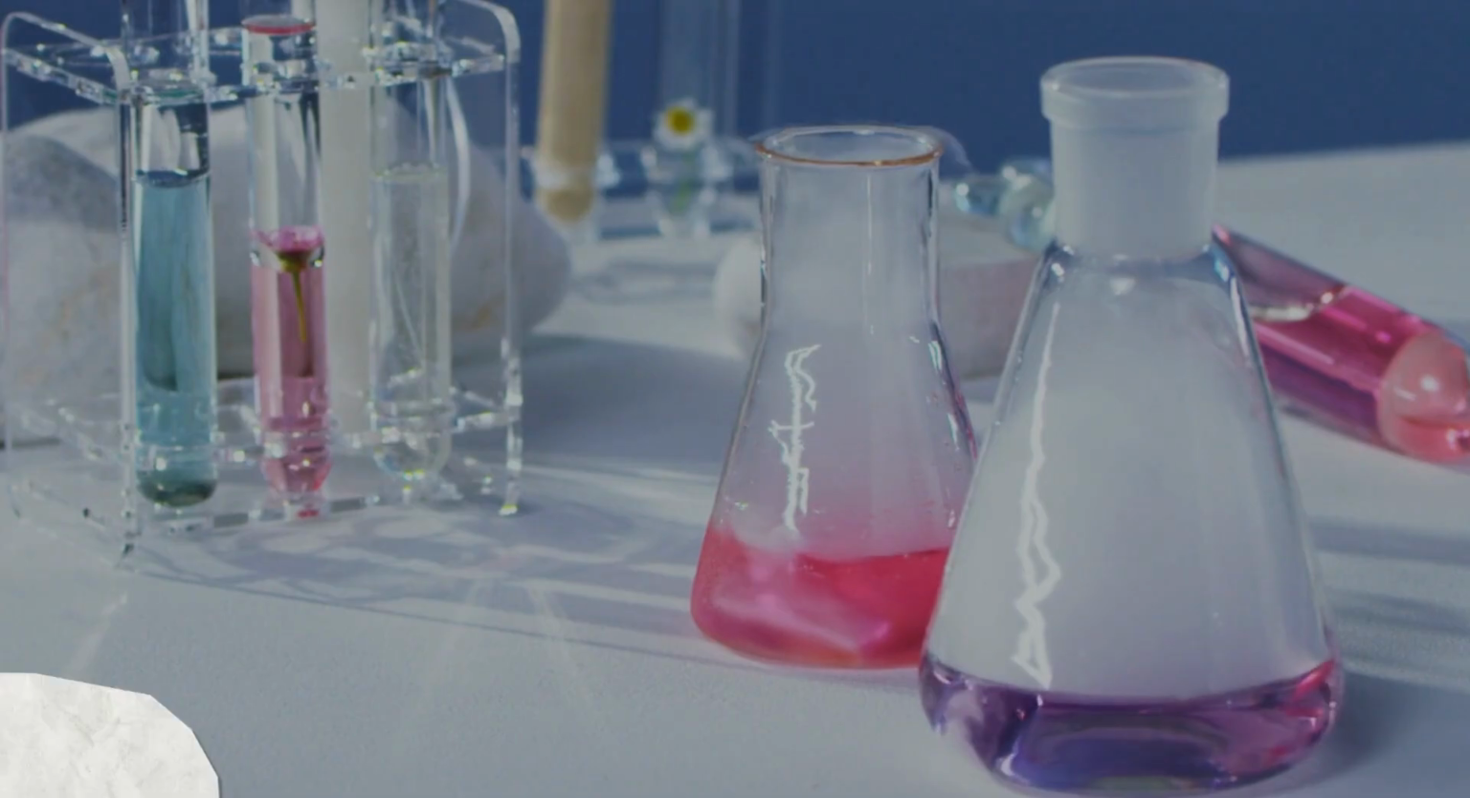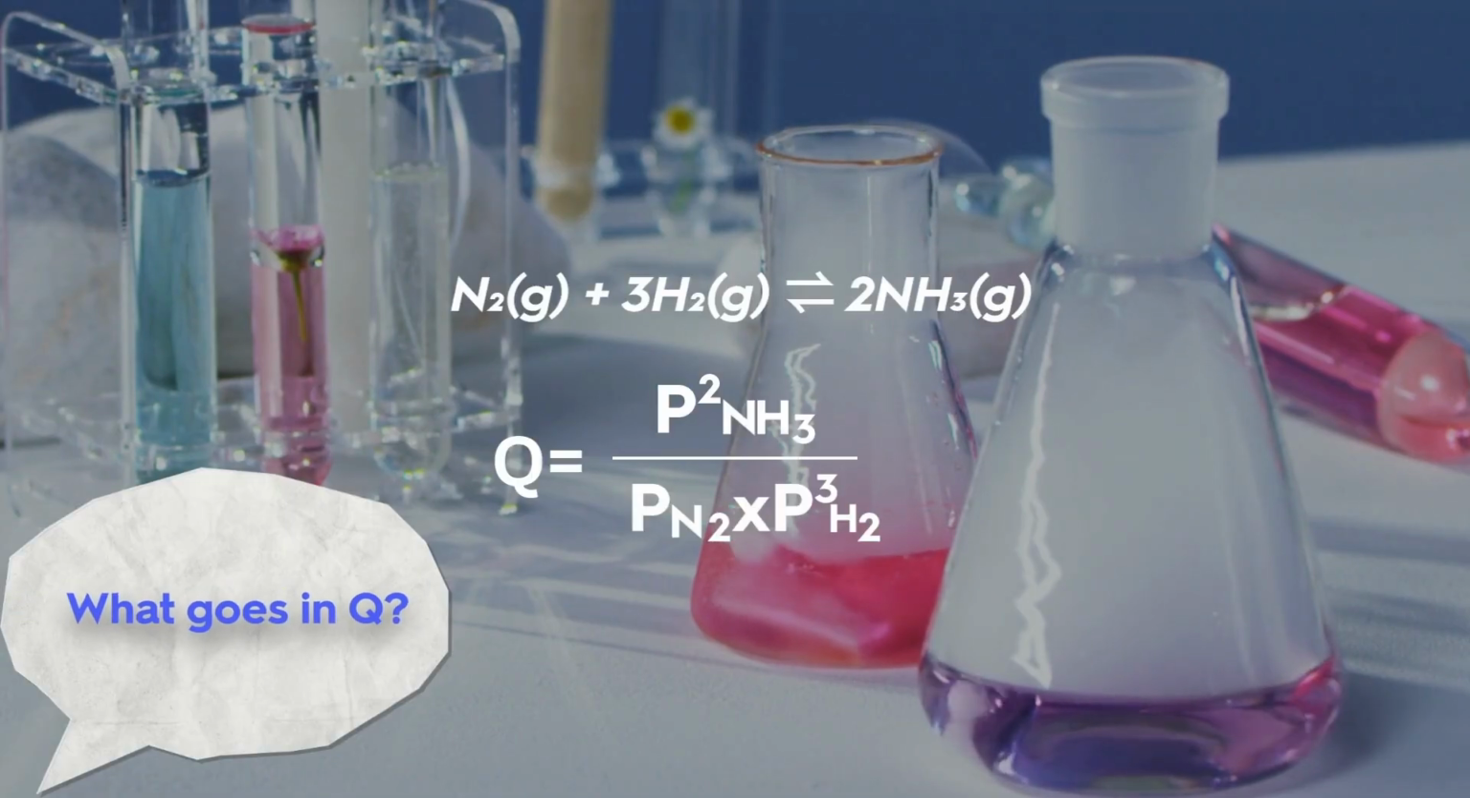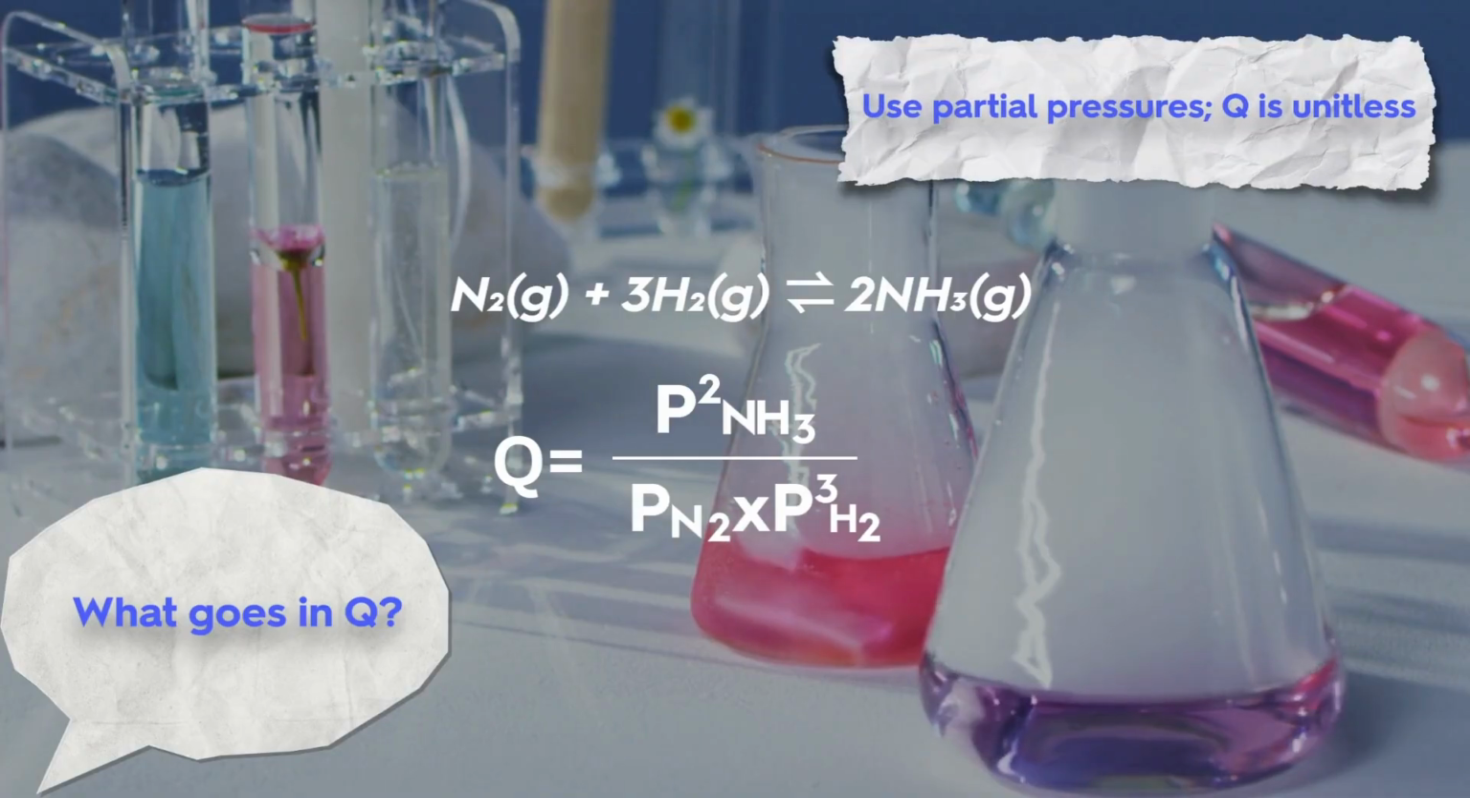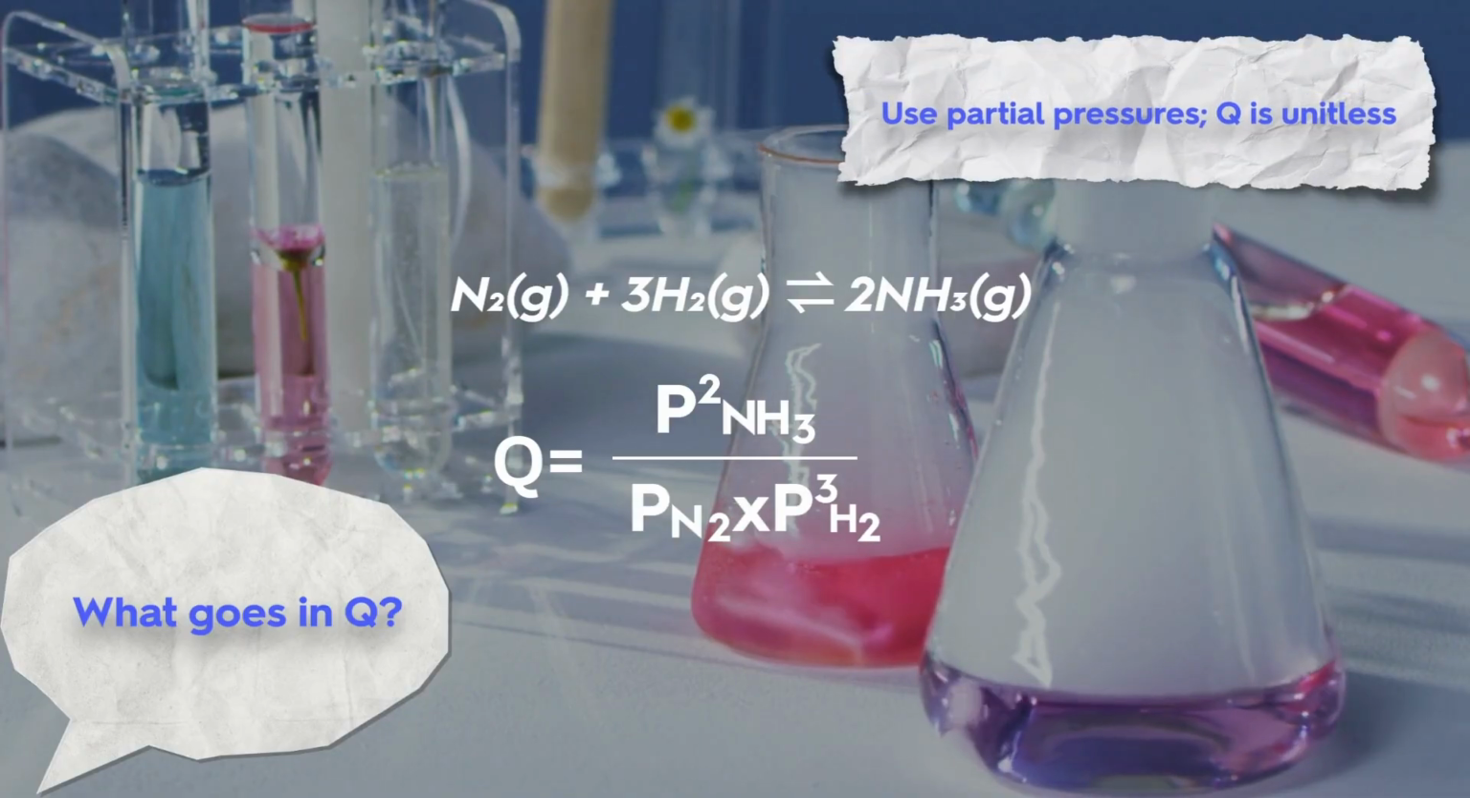Here is a quick rule for Q. Include gases with their partial pressures. Ignore pure liquids and solids. Build Q so it is unitless by dividing by the standard state, which is 1 atmosphere for gases.